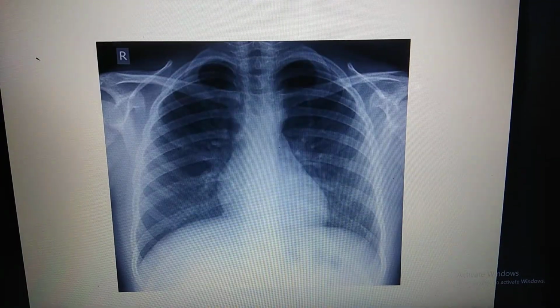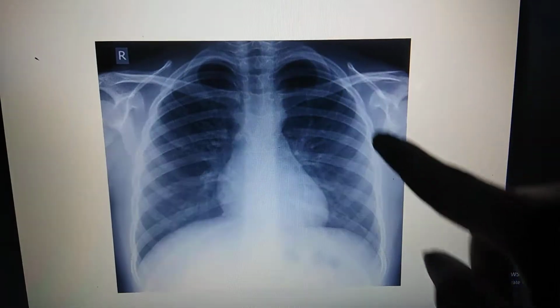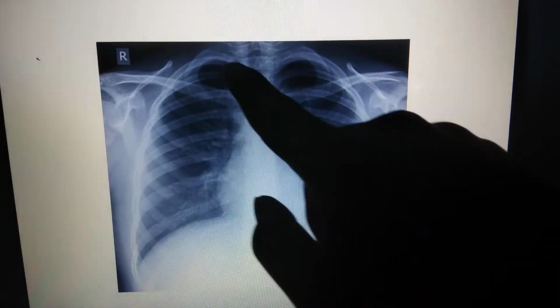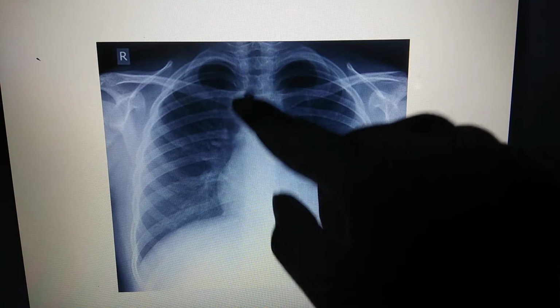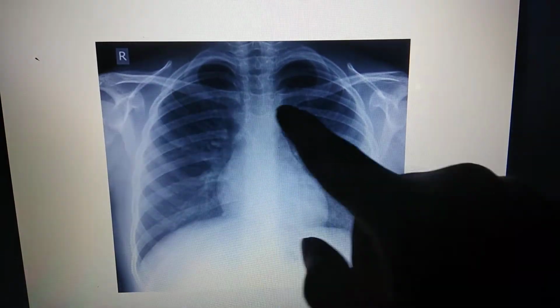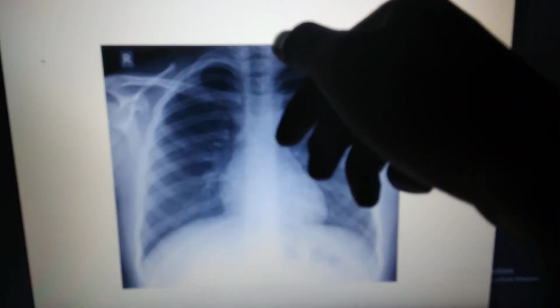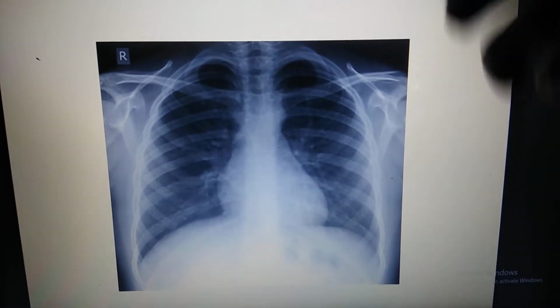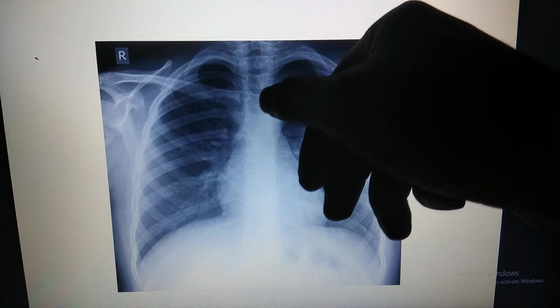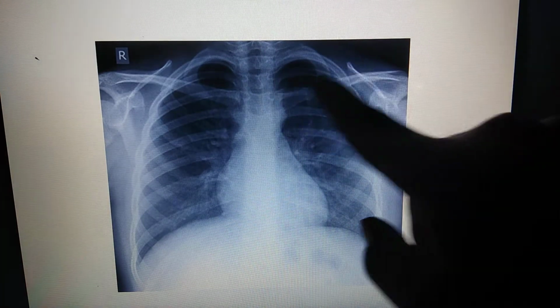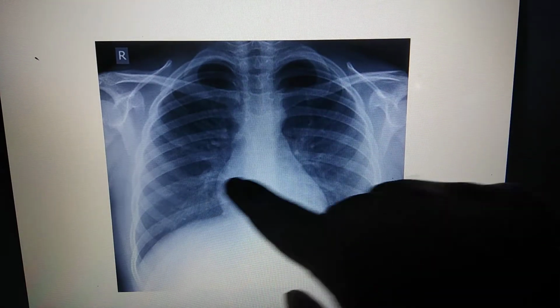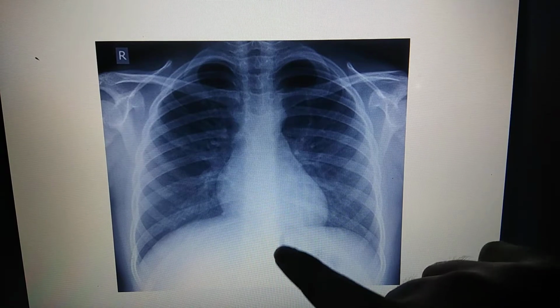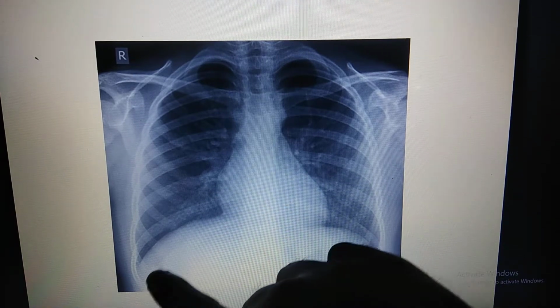Next thing, the whole thing is your lungs. This is your lungs. This is your clavicle. This is your spinous process 1, 2, 3, and 4. This is a clavicle. This is your heart shadow, and this is the gas in your stomach. There should not be any gas here.